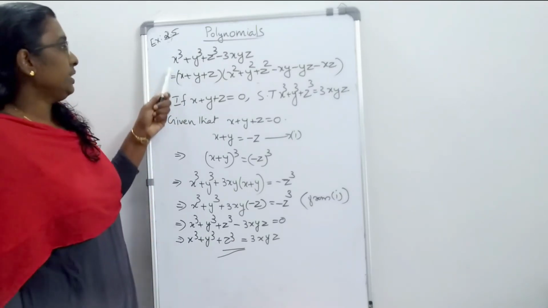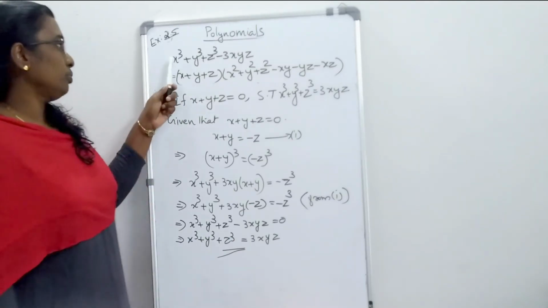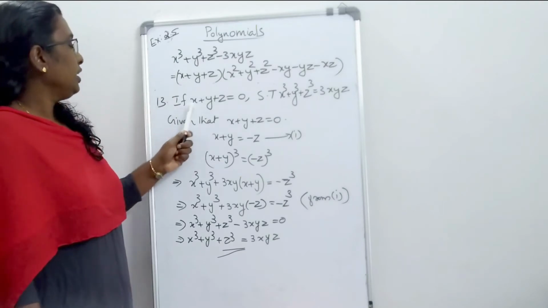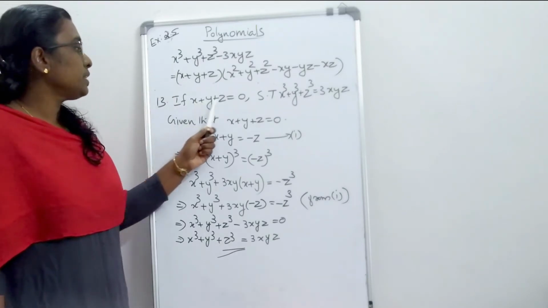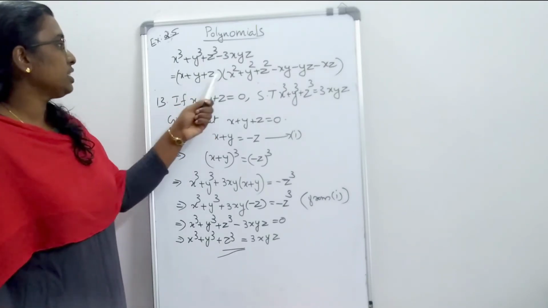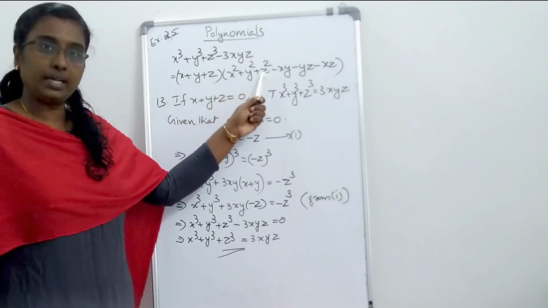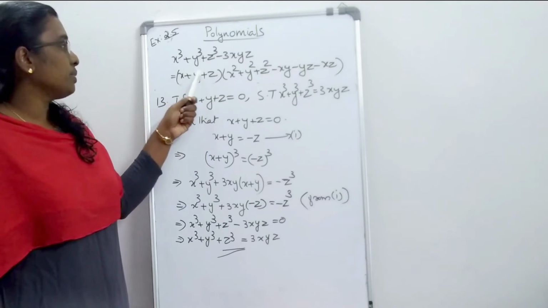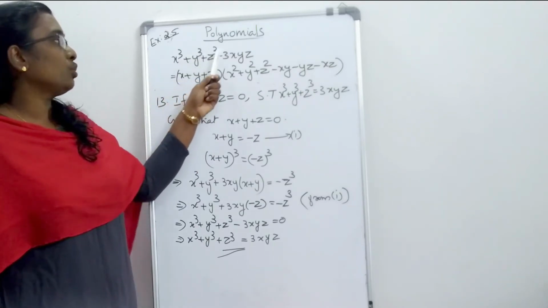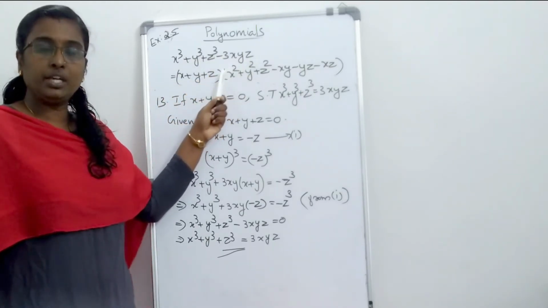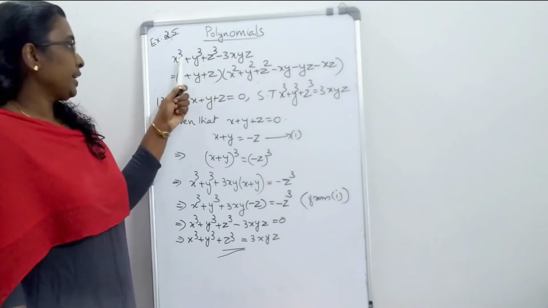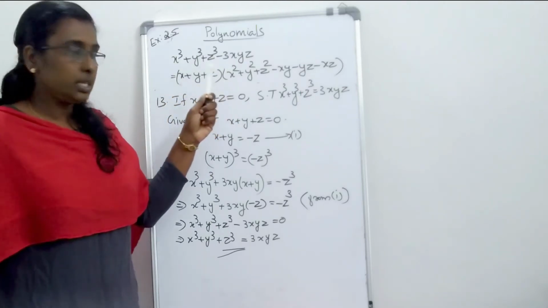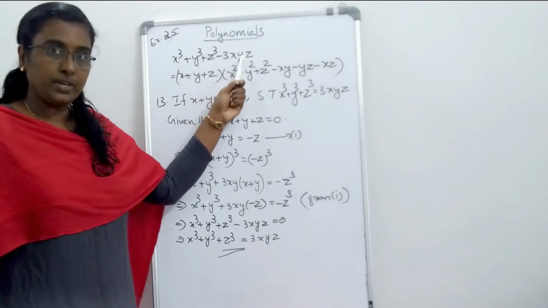Isn't it? In this identity, if we put x plus y plus z equal to 0, this becomes 0 into this factor. 0 into any number is 0. So the RHS becomes 0. So x cube plus y cube plus z cube minus 3xyz equal to 0, or x cube plus y cube plus z cube equal to 3xyz.